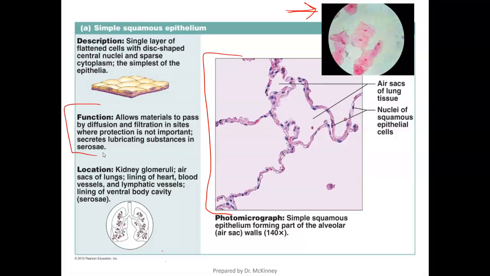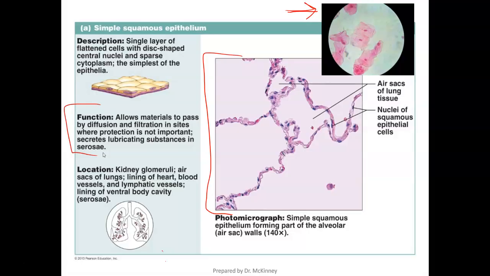So the location, there's various locations for simple squamous epithelium. We see simple squamous epithelium in the glomeruli of the kidney. Anytime you see the word glomerulus, you should automatically think capillary. And that's exactly what the kidney glomerulus is. It's a ball of capillaries, and capillaries are only one cell layer thick, and that cell layer is going to be simple squamous epithelium. The air sacs of the lungs, which is what we see in this big image here on the right, those are the alveoli of the lungs. Those are the air sacs.